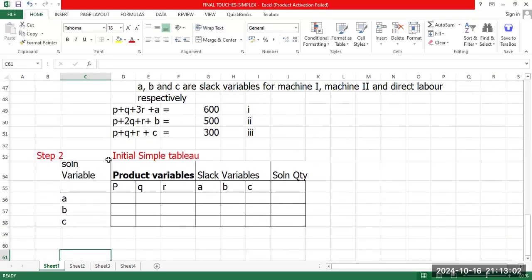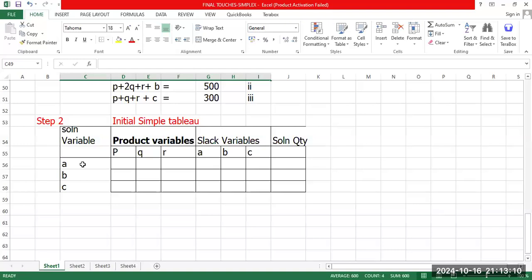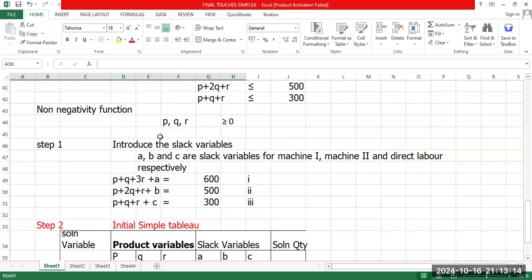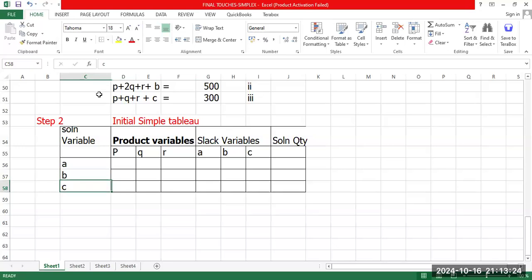The reason is, remember these equations you see here: A is in equation 1, that's row 1. Row 1 will be represented by Slack variable A. Then Slack variable B is in equation 2, C in equation 3. That's why you first do it like this. Then in the last row, you will put your objective function.